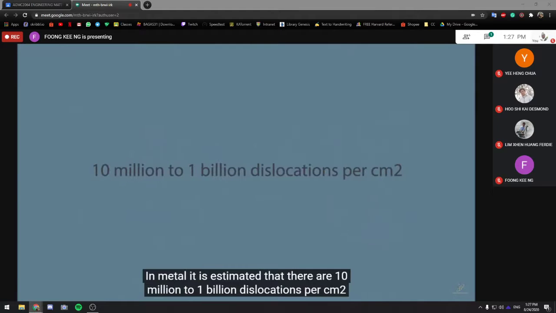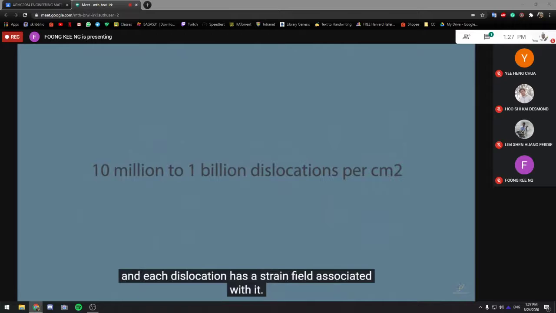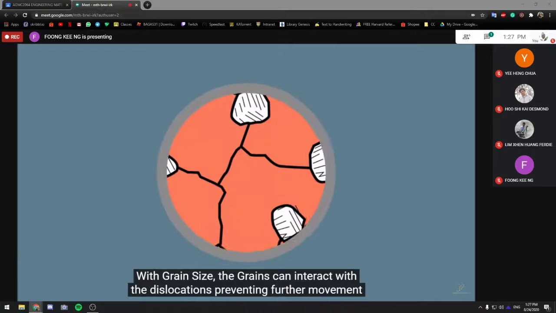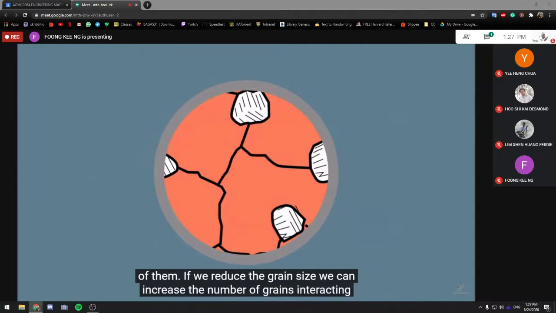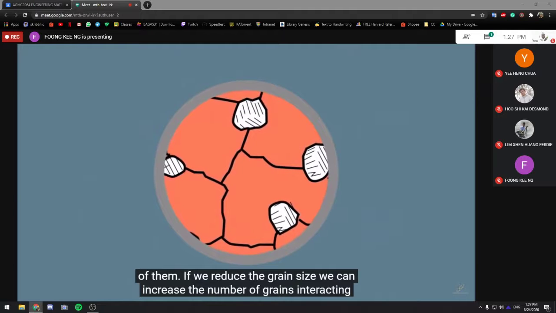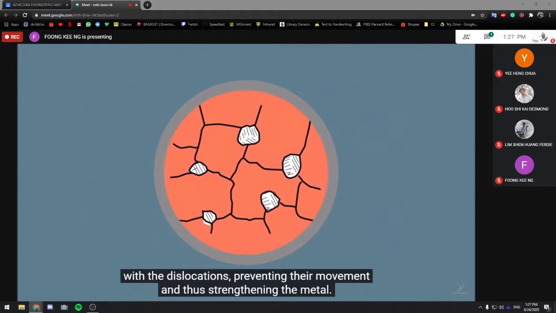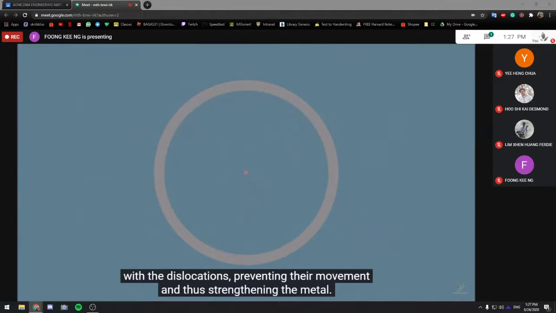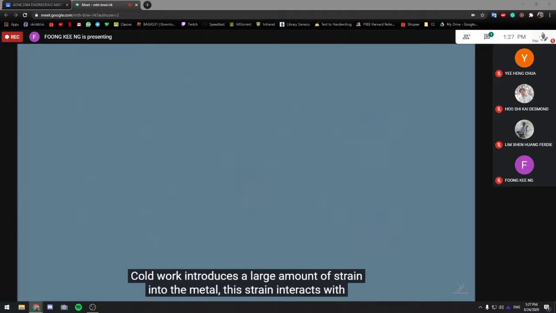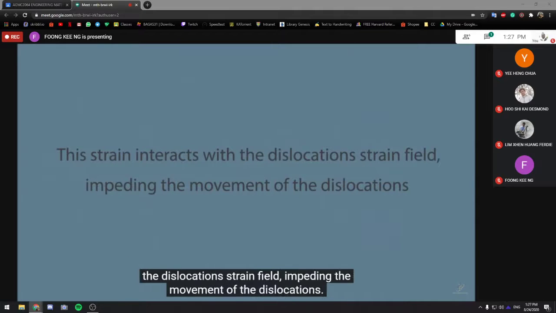In metal, it is estimated that there are 10 million to 1 billion dislocations per centimeter squared, and each dislocation has a strain field associated with it. With grain size, the grains can interact with the dislocations, preventing further movement of them. If we reduce the grain size, we can increase the number of grains interacting with the dislocations, preventing their movement and thus strengthening the metal. Cold work introduces a large amount of strain into the metal. This strain interacts with the dislocation's strain field, impeding the movement of the dislocations.